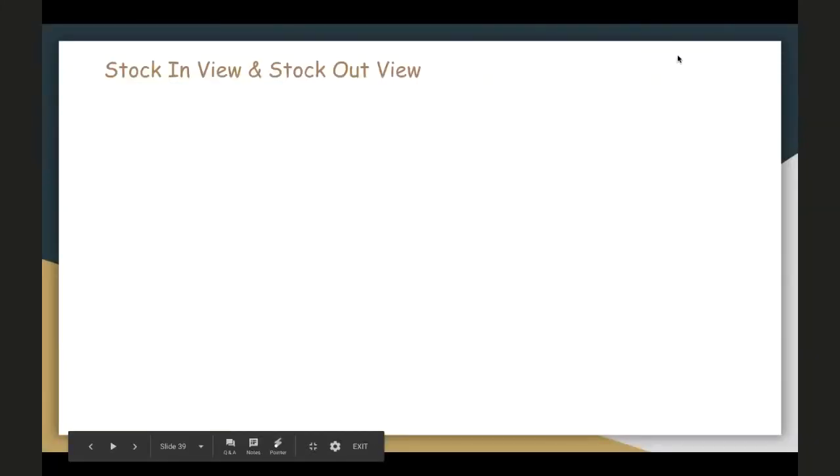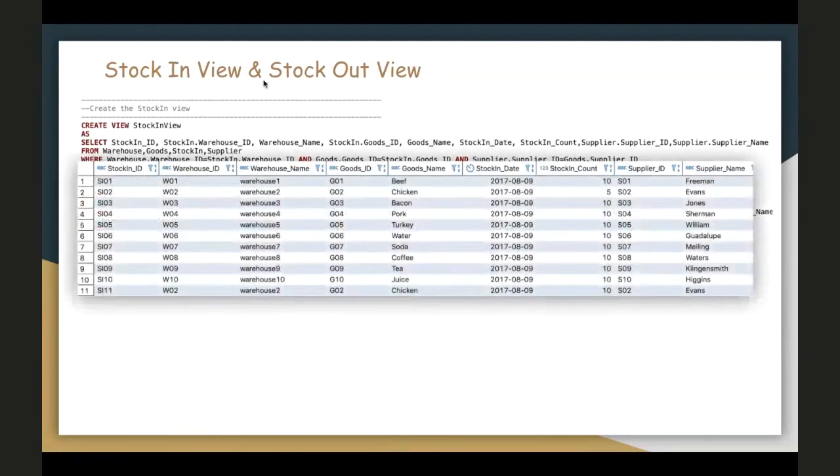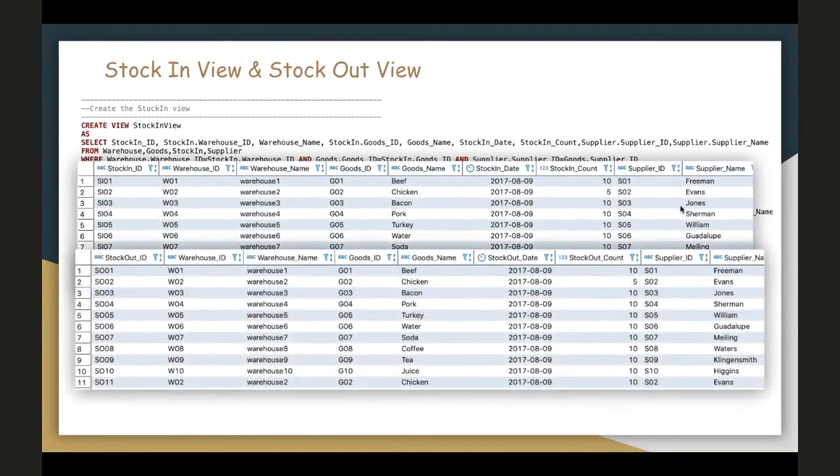Sorry for the delay. And here are the stocking and stock out views. Here we could see the stocking and stock out views contain the stocking ID and the warehouse information, goods information, supplier information, and it's similar in the stock out views.